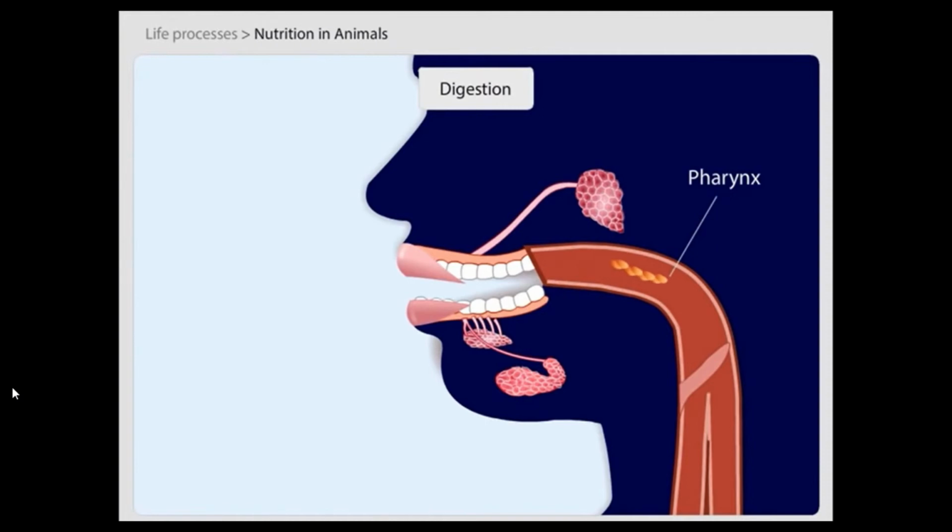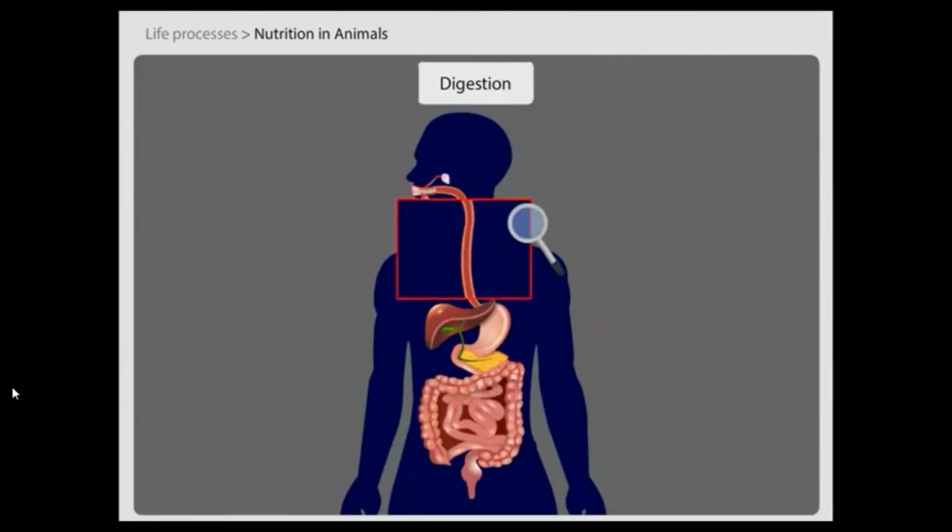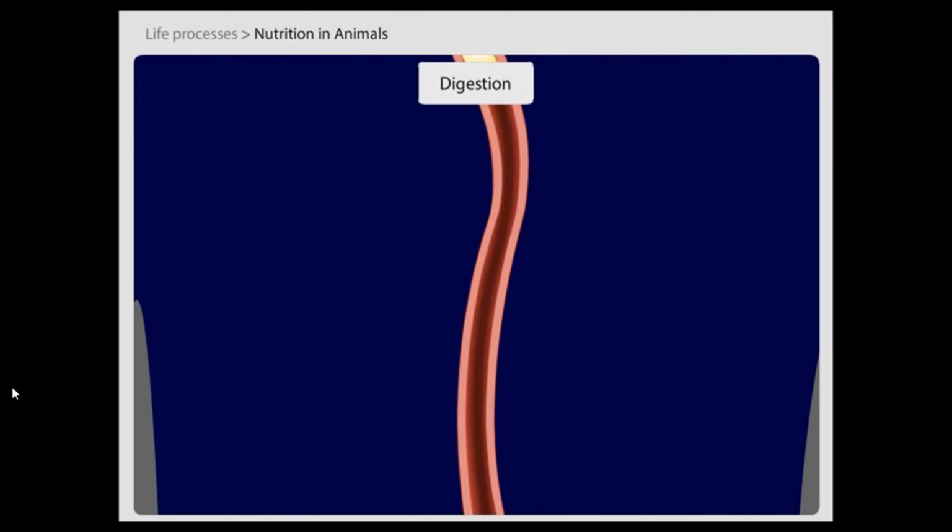When food enters the pharynx, the muscles of the pharynx contract to push the food into the esophagus or food pipe. At the time, the valve called epiglottis, covering the windpipe, closes. This prevents the food from entering the respiratory tract. From pharynx, the food is gulped down into a tube-like structure called esophagus.